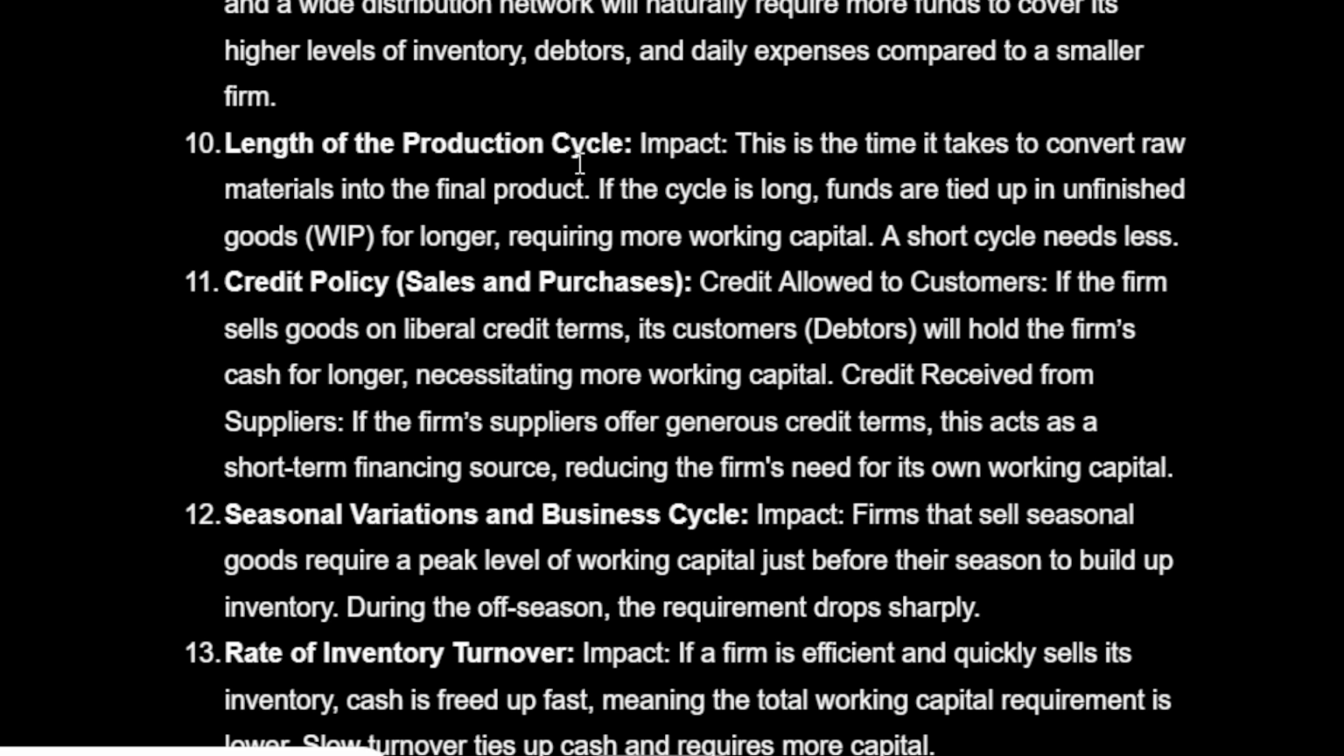Length of the production cycle. Impact. This is the time it takes to convert raw materials into the final product. If the cycle is long, funds are tied up in unfinished goods, WIP, for longer, requiring more working capital. A short cycle needs less.